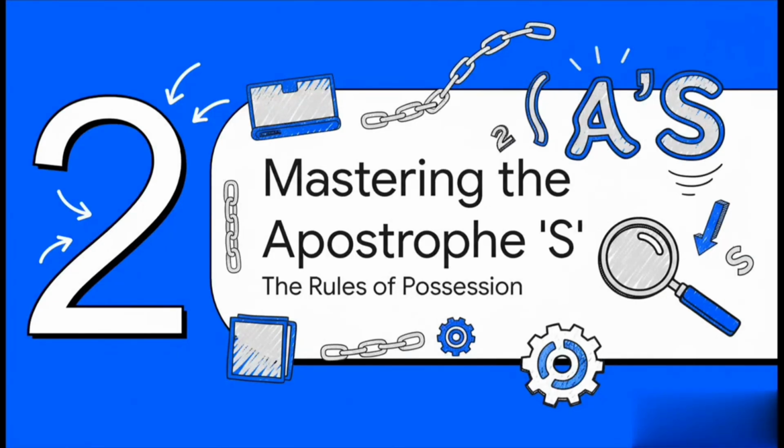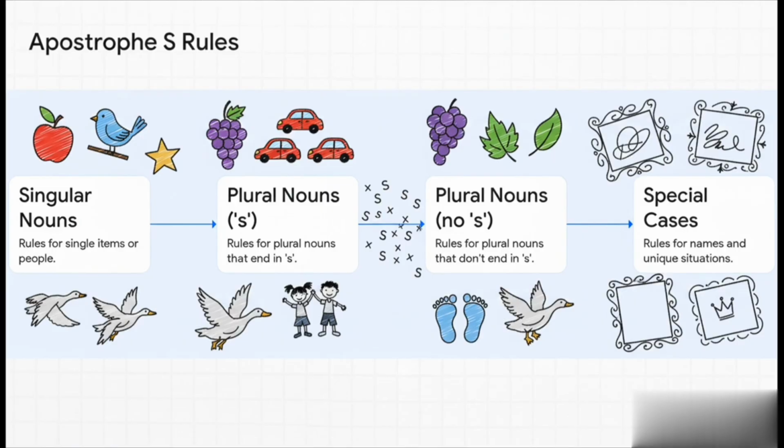And that brings us to the main event, the possessive case and its partner in crime, the apostrophe S. I know this little punctuation mark causes so much confusion, but trust me, by the end of this, we're going to make it totally crystal clear. We're going to tackle this step by step, nice and easy. First, we'll look at regular singular nouns. Then we'll get into the two different kinds of plural nouns. And finally, we'll cover some of those weird special cases and names that always seem to trip people up.